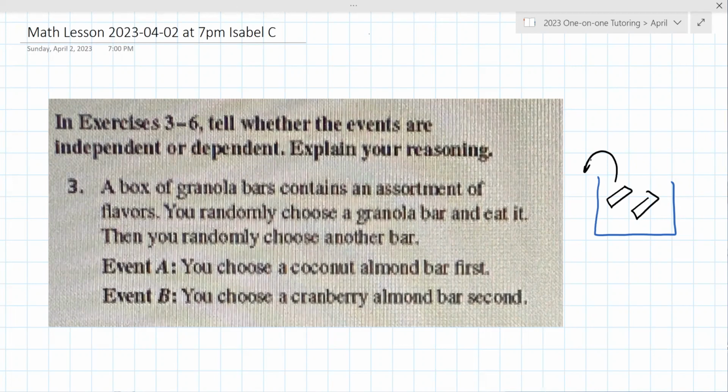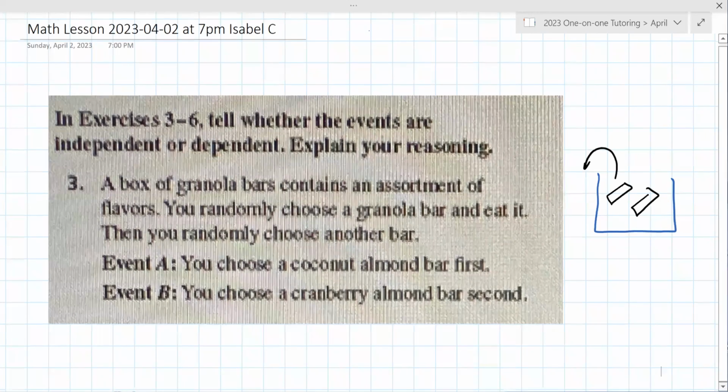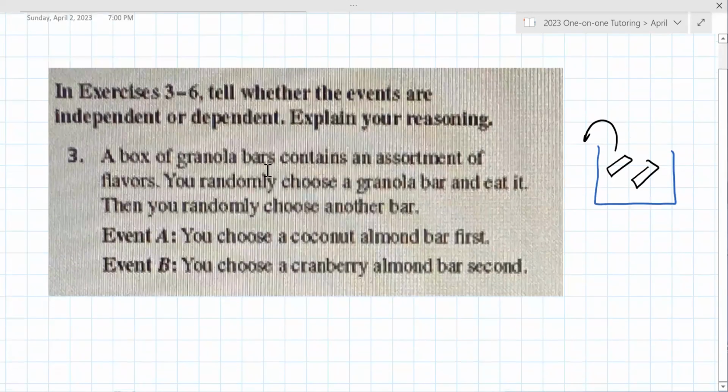So the first event is you choose a coconut almond bar first. Event B is you choose a cranberry almond bar second. All right, so this is kind of one of those gray zones in math. There's less certainty about some of the probability things. So this one, there's a few things I think about when I read this, and I'm probably overcomplicating it. But what you're really wondering is, is the second event impacted by the first event?